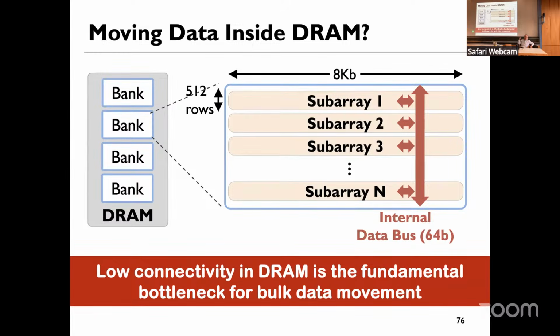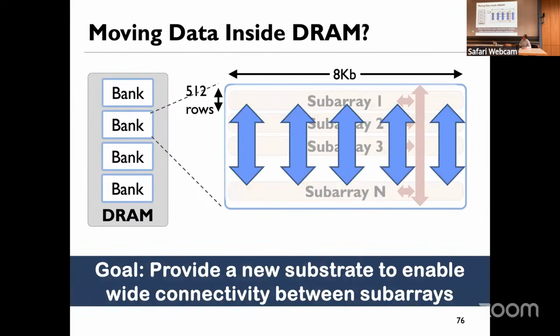That's why RowClone is not possible, or at least, intra-subarray RowClone is two activations. You activate one row, and then you activate the destination row, and that happens through the sense amplifier. But if you want to copy data in subarray 1 to, let's say, subarray 2, there's no connectivity other than this internal data bus, 64 bits. Basically, the question is, can we somehow extend this connectivity to enable more freedom to copy data inside DRAM? And the idea is, yes, but you need to change the DRAM. Essentially, we're not going to shy away from changing DRAM in this course, or changing memory. The idea is to add more connectivity, to provide a new substrate to enable wide connectivity between subarrays.